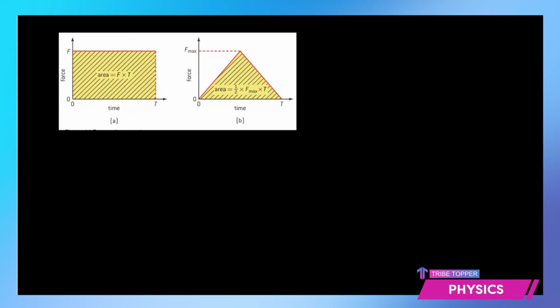So let's plot a graph. This is a force versus time graph. The force is constant in this case, as it's a horizontal line parallel to the time axis. So what if we find the area of this force versus time graph? You get the area of a rectangle, which is length times breadth, and that is force into time. That means the area of a force versus time graph gives you the impulse.